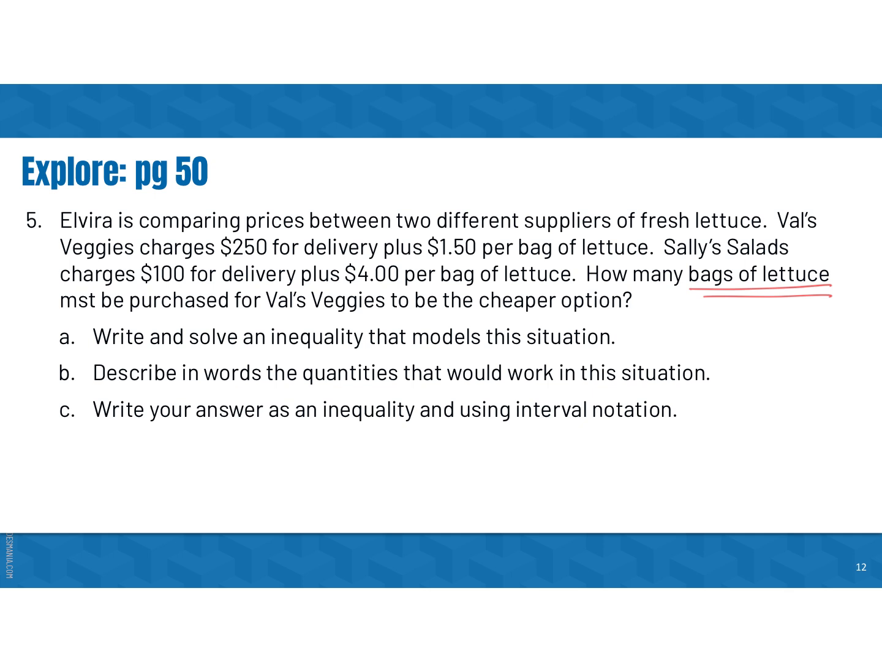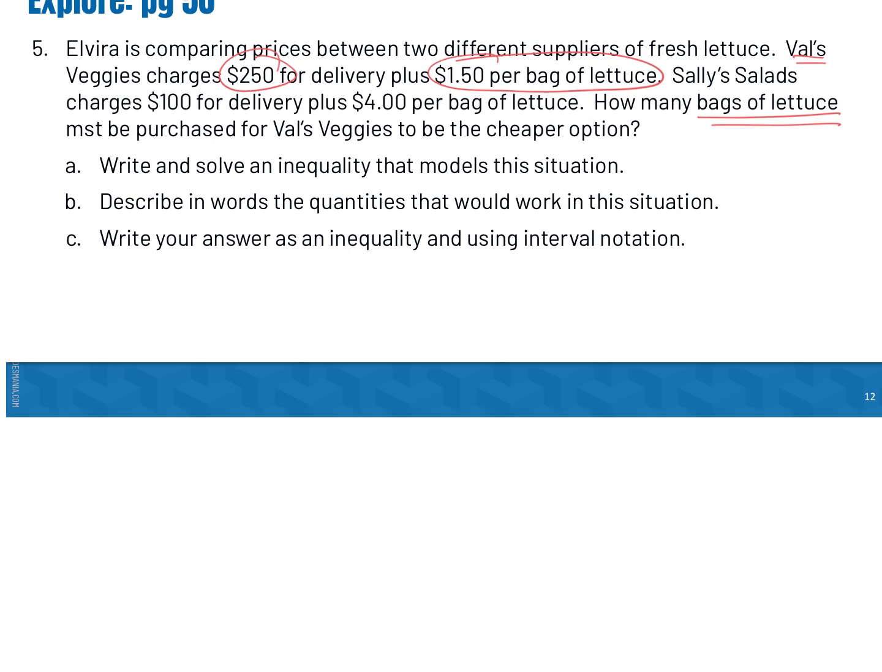Okay, so we're talking about the 2. We want Val's to be the cheaper option, right? So Val's has to deal with $250, $1.50 per bag. Oh, sorry, we have to define a variable. So we're going to say, I'm going to do B, bags of lettuce.